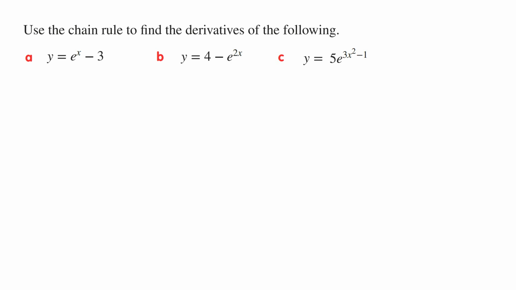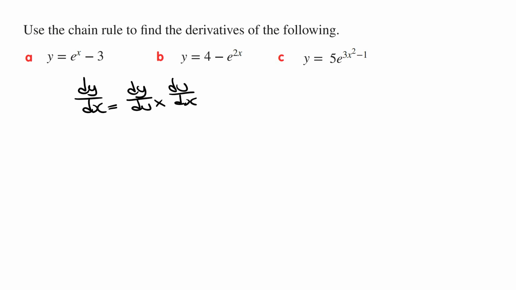Hey guys, in this video I'm going to show you how to use the chain rule to differentiate three basic exponential functions. Starting with part A, we've got y is equal to e to the x minus 3. Now because we've been specifically asked to use the chain rule to find the derivative, we need to show the full steps. And so we start with writing down the chain rule formula. And this is dy dx is equal to dy du times du dx.